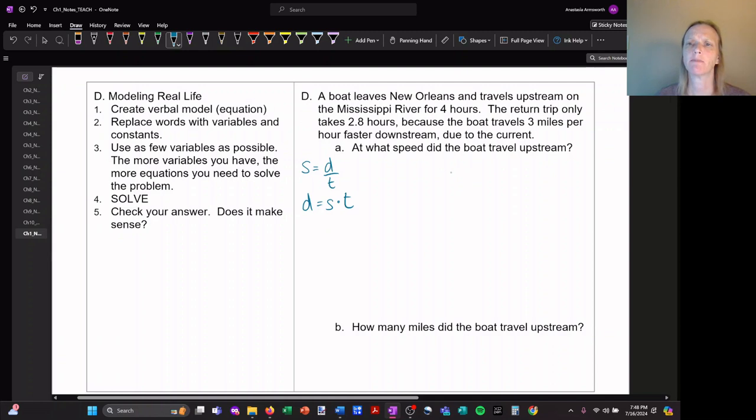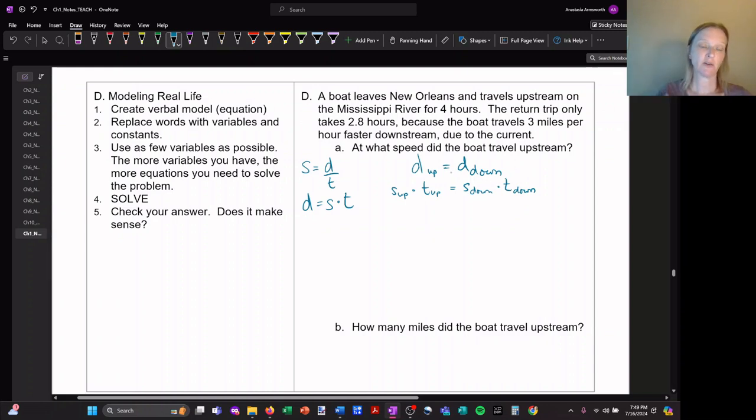But if we want to compare, the distance upstream has to equal the distance downstream because this boat made a round trip. However far it went up the river, it went the same number of miles down the river. But the speed and the time are different upstream. So the speed going upstream times the time going upstream, those values are going to be different to the speed going downstream and the time going downstream.